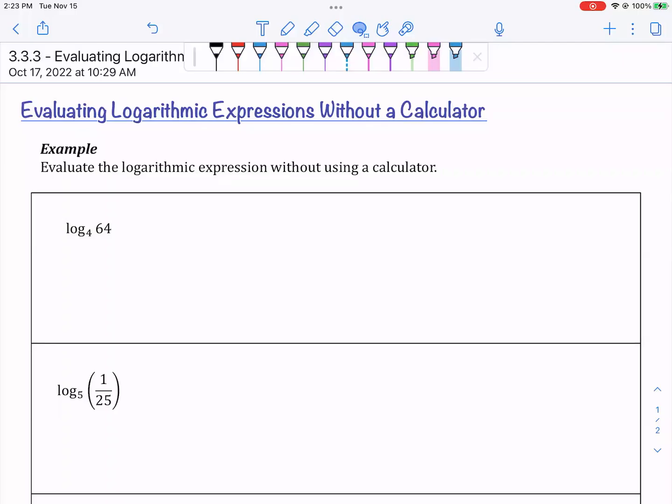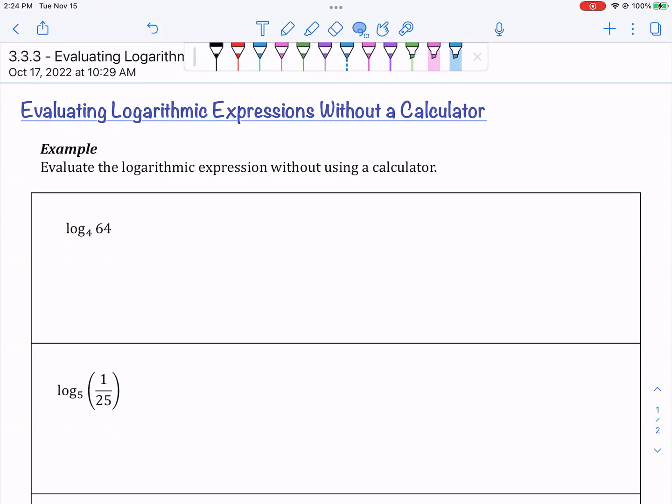Evaluating logarithmic expressions without using a calculator. Now, listen, I know that there are calculators that have log buttons with different bases. In fact, the calculator I suggested for the course has the button where you can change the base on log. Casio calculators typically do. TI calculators are hit or miss.